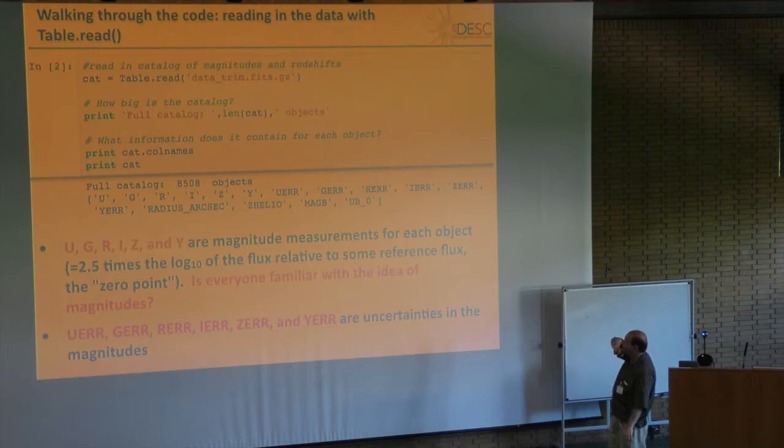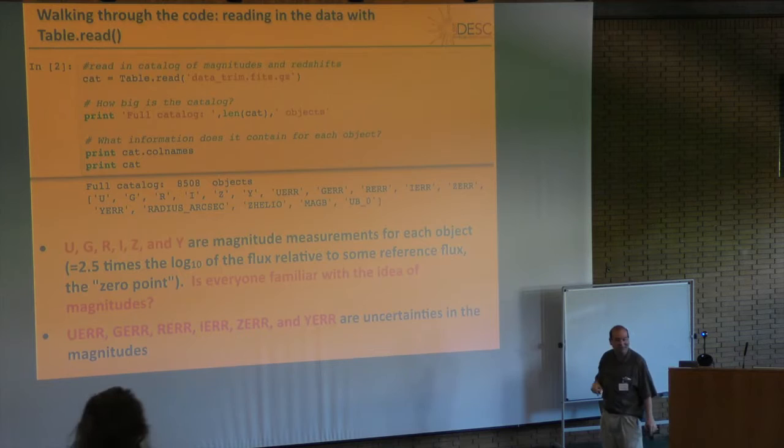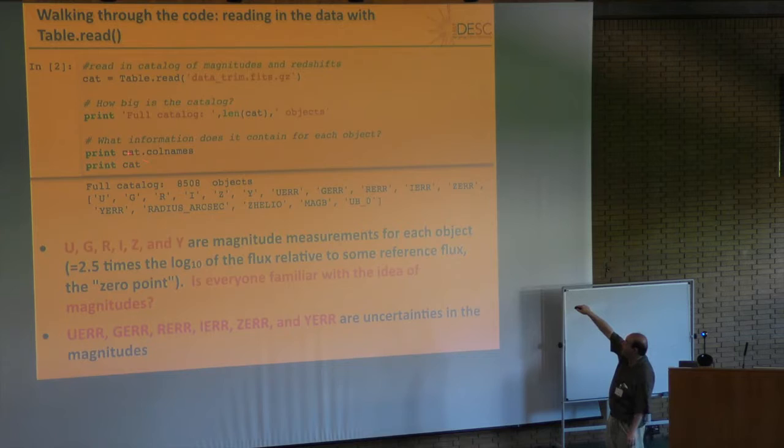And then we do a couple things. We just see how big is the catalog. You should find there's 8,500 objects in the catalog. If you didn't, something's wrong. And then we can determine what is the information in this structured catalog. And I'll walk you through these.